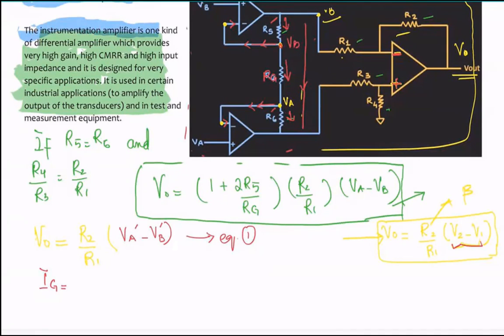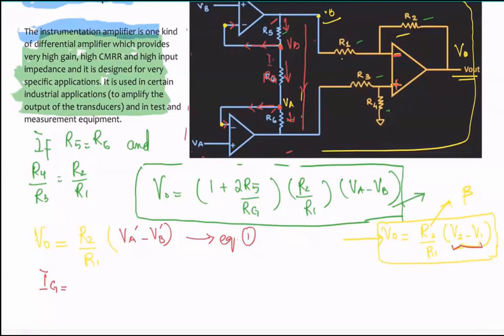What is the voltage at these nodes? Let me rephrase my sentence. I'm trying to find IG here, which is the current flowing through RG. In terms of the expression, what would that be? The current across RG is the potential difference between these two terminals in red over RG, which is the resistance.